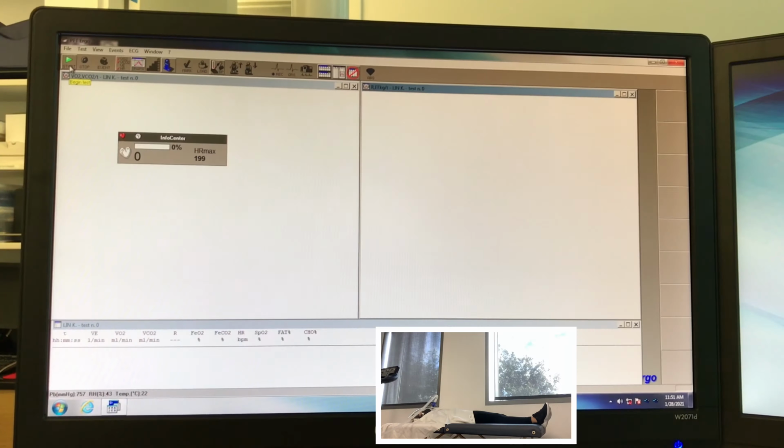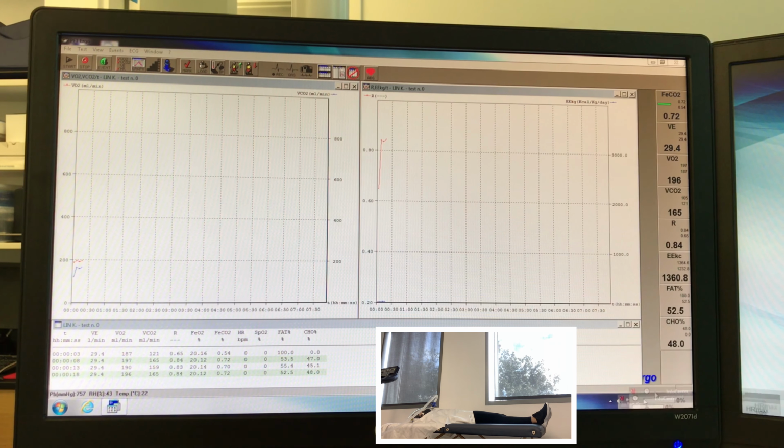Okay, so we now have the metabolic cart running, and it's going to begin collecting data about her breathing rate and about the concentration of the gases, specifically oxygen and CO2. We're not assessing heart rate right now, so I'm just going to move that out of the window.